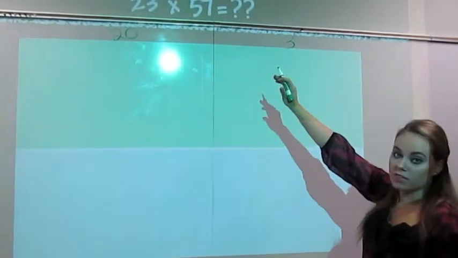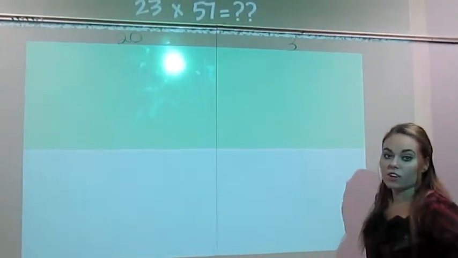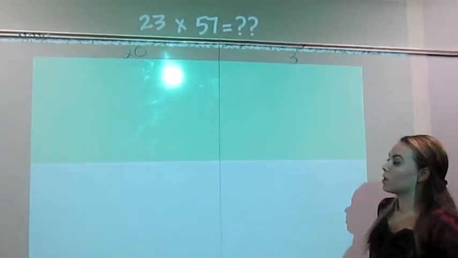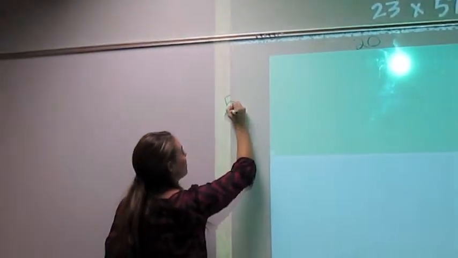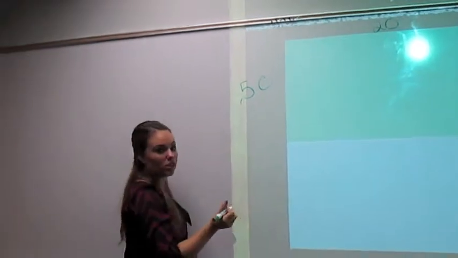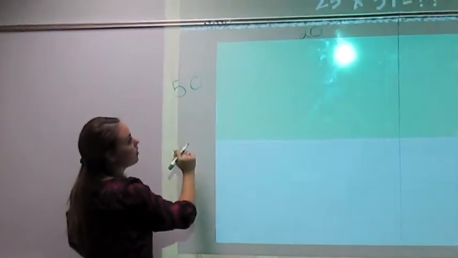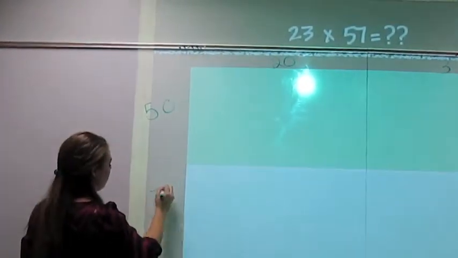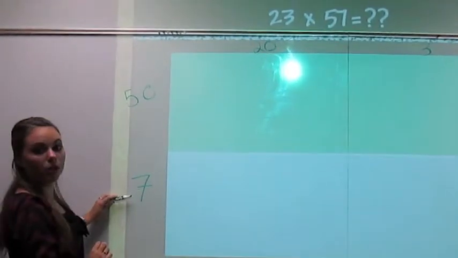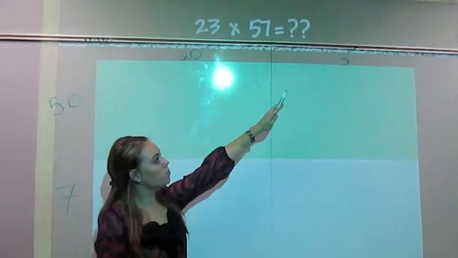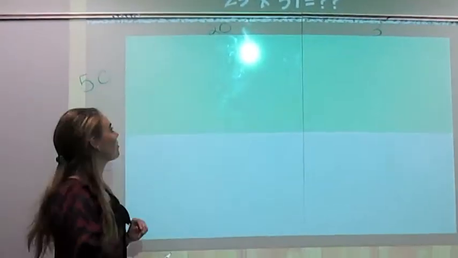Next we have 57. Now 57 can be broken down into a benchmark number of 50, which is pretty easy. And again, we have to have the 0 to hold the ones place to make that a 10. And then we have 7. So just to make sure these numbers are right, if we did 50 plus 7, we'd get 57, and 20 plus 3 would give us 23.